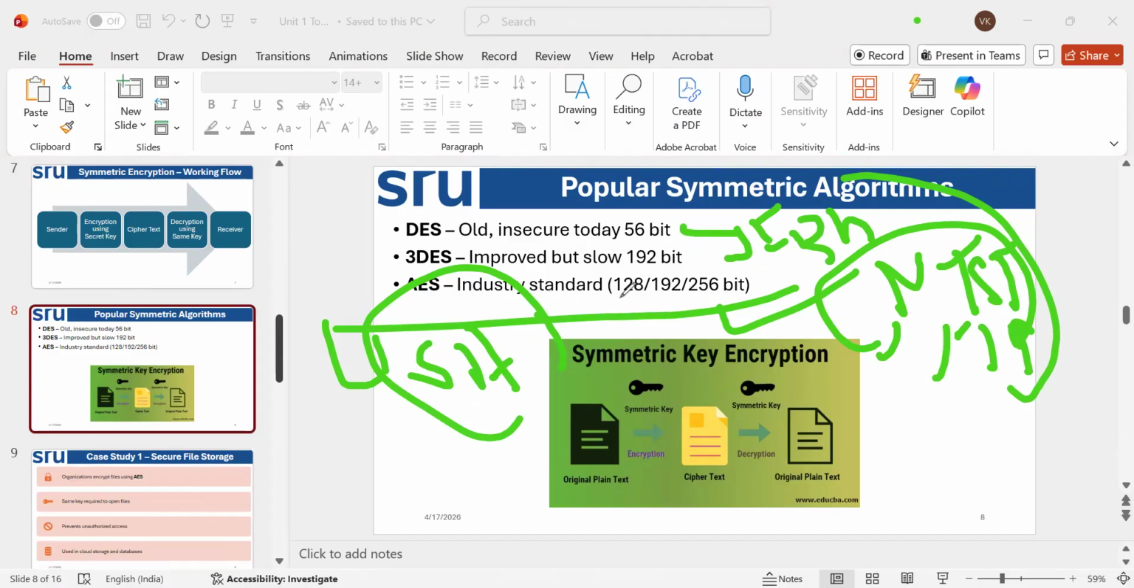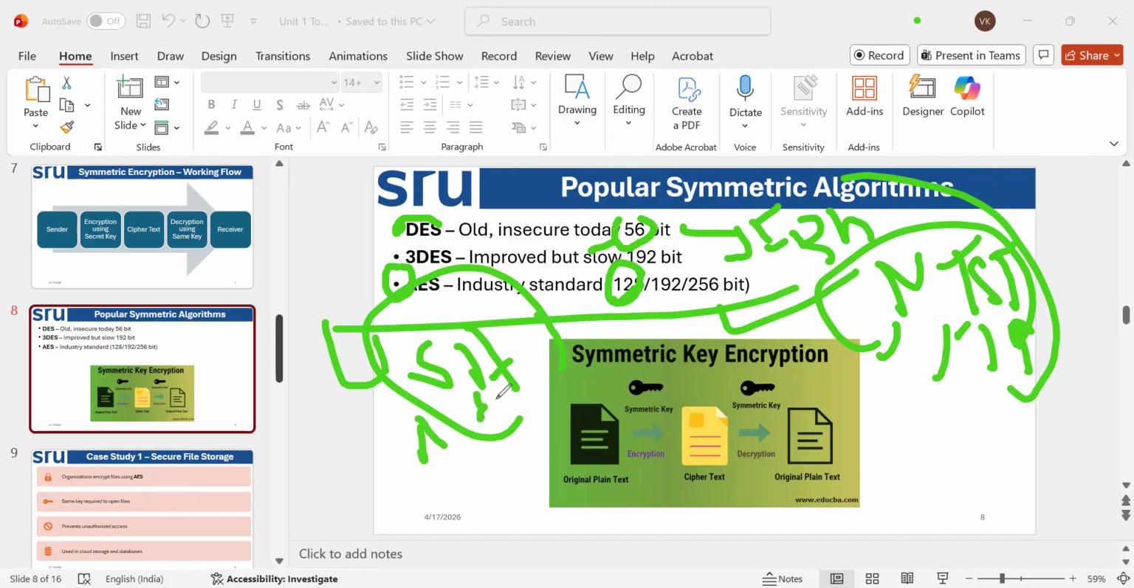AES has a block size of 128, while DES has a block size of 64. DES has a key length of 56, while AES has a key length of 128. That's how they were designed and developed. So we can see from the early days to the coming days, it is also going to advance.